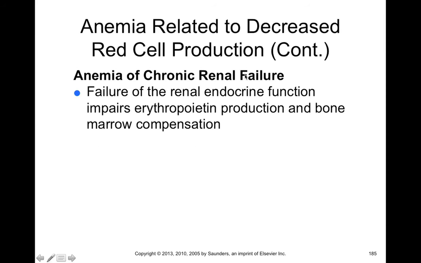Now, anemia of chronic renal failure is where you can get anemia due to the fact that if your kidneys can't release erythropoietin, then they can't stimulate a compensatory increase in red blood cell mass. So anemia can result from renal failure by the deficit of the erythropoietin cascade.